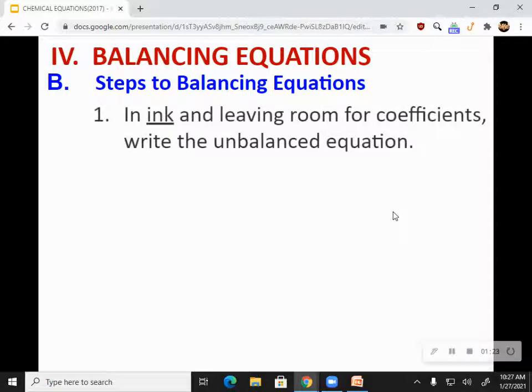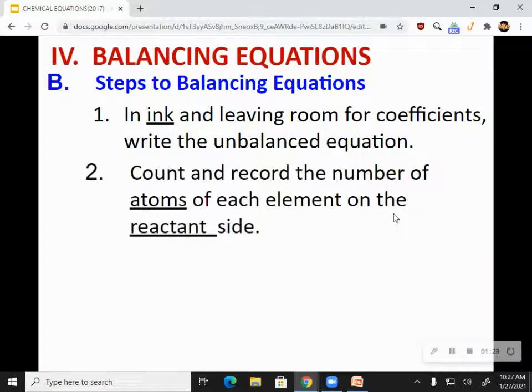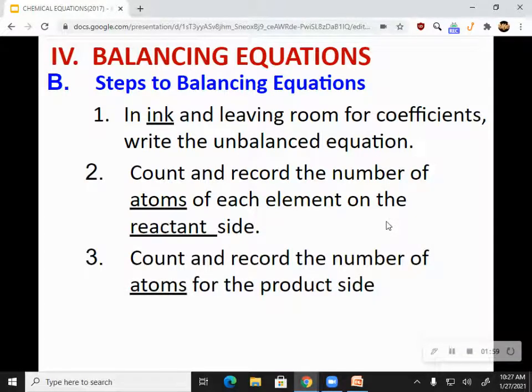Steps for balancing the equation. In ink, we leave room for the coefficients and we write the unbalanced equation. Then we count and record the number of atoms of each element on each side. So we basically set up a little table. We look at the different elements in the equation and set them up on the left side of the table. Then we put reactant and product side, or left and right side, and we count up the number of atoms on the reactant side, and then count up and record the number on the product side. We're looking at the arrow as our divider.